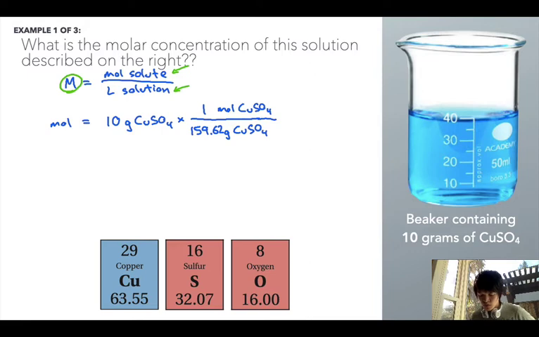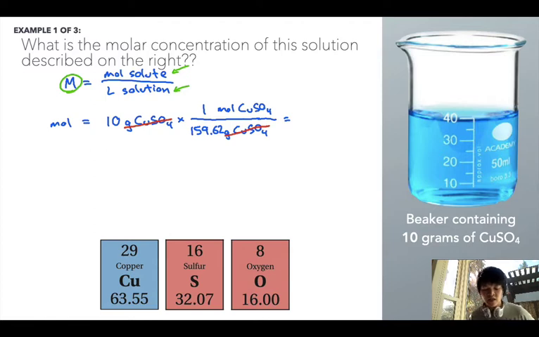Now, when you multiply these two, the unit that appears on the top and the bottom is exactly the same. They cancel out, and we're going to be left with moles of copper sulfate. So yeah, we actually can get moles of solute so that we can solve this problem.